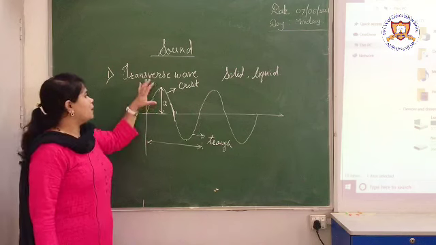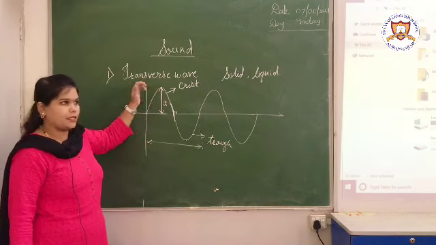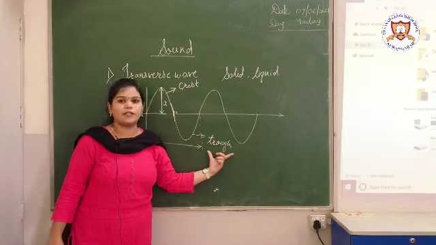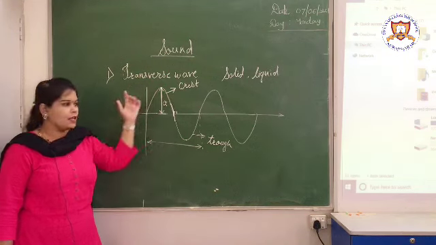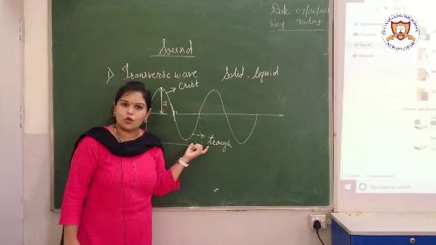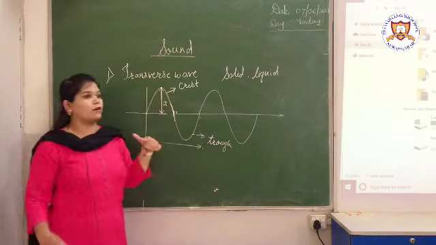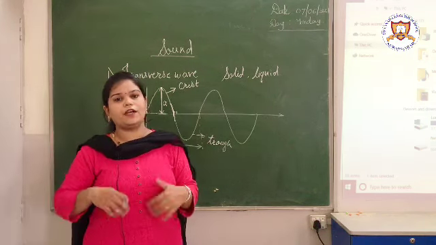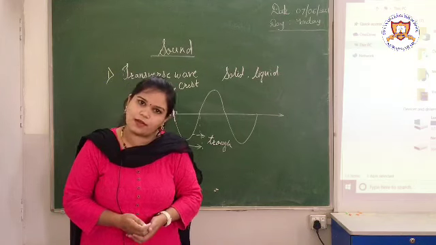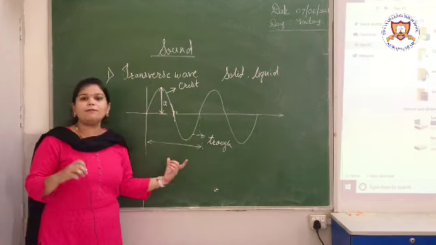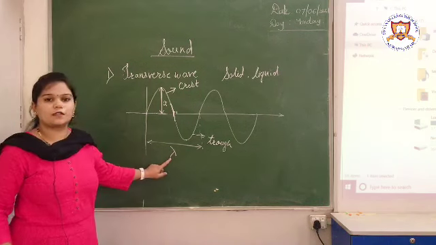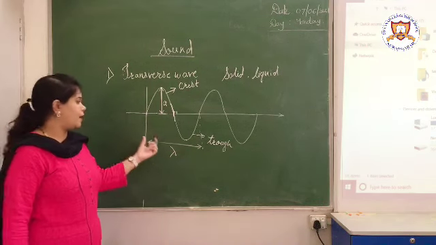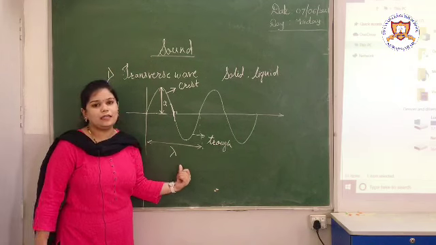Okay. Now here we saw amplitude; next one is crest, another one is trough. Crest is the part of higher density and trough is the part of lower density. The next question that comes to mind is how we are going to calculate the wavelength of this wave. What exactly is meant by wavelength? Wavelength is denoted by lambda, this sign of lambda.